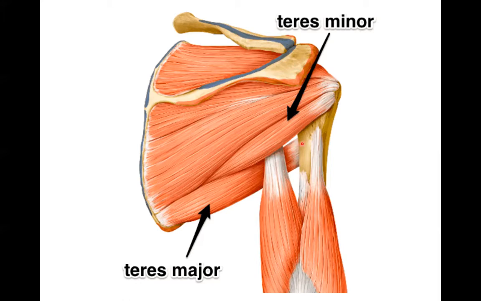It's not a rotator cuff muscle, it's too inferior. Its insertion is down here on the humerus, so it's not forming part of that rotator cuff. The action of teres major is extension of the humerus, adduction, and medial rotation. So all three of those are its primary action. That is extension, adduction, and medial rotation.